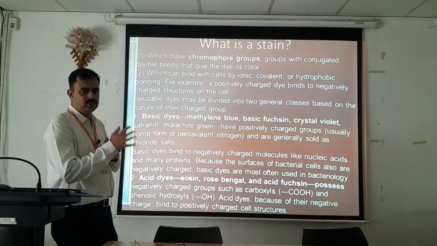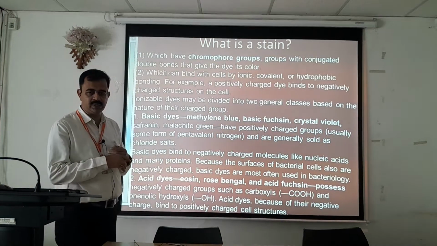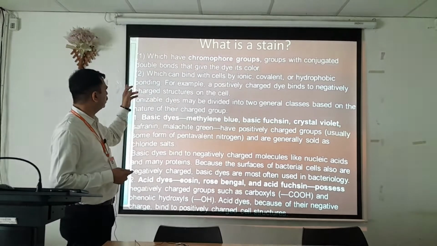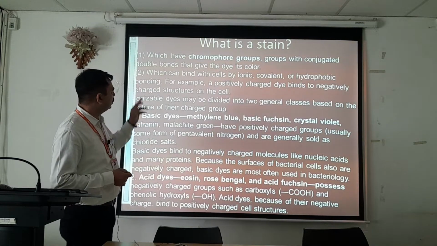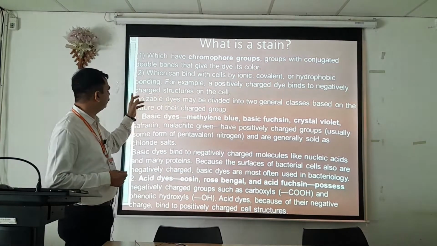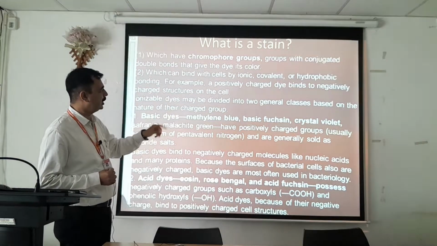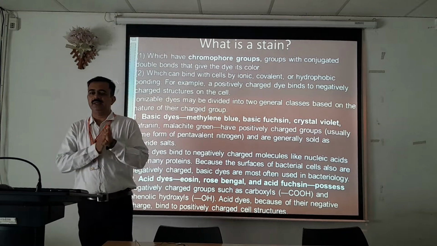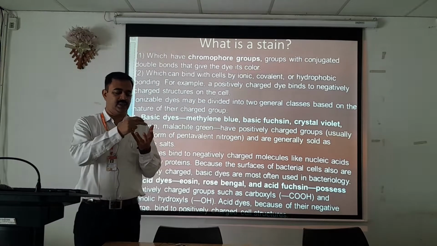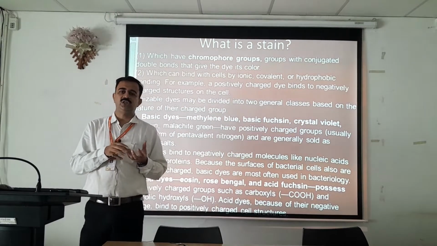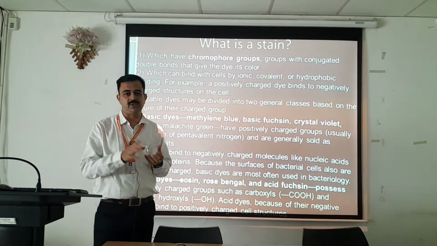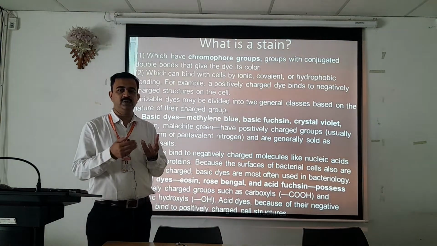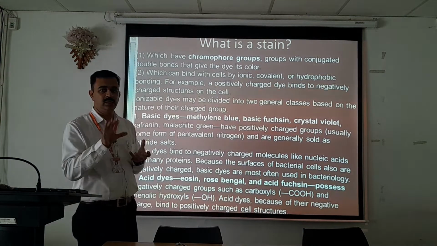Now what is a stain? Some basic part again, we will try to revise it and then we will come to the important part. A stain has chromophore groups, which are conjugated double bonds and give the dye its color, and which can bind to cells by ionic, covalent or hydrophobic bonding. For example, a positively charged dye binds to negatively charged structures. We have already seen in monochrome staining that the cell surface will certainly have a charge, and based on that charge, the type of stain that we are using has to be decided. Once that decision is made, the stain can easily penetrate inside and work very easily.